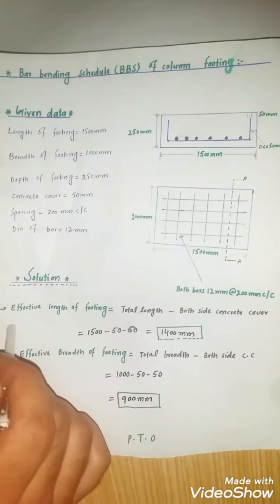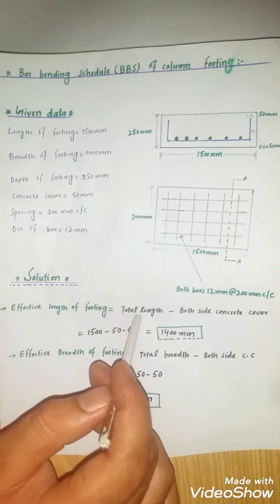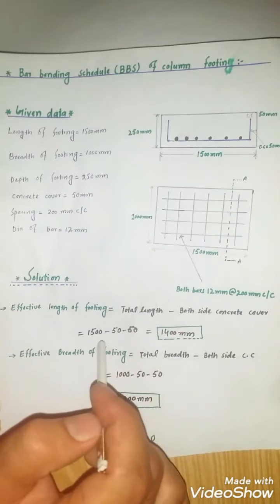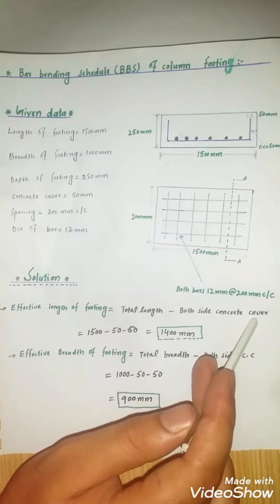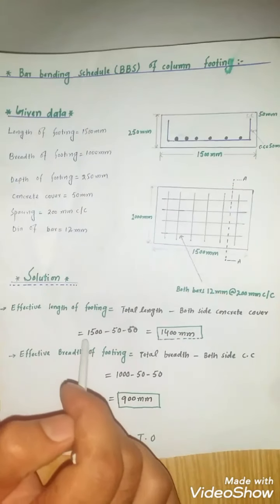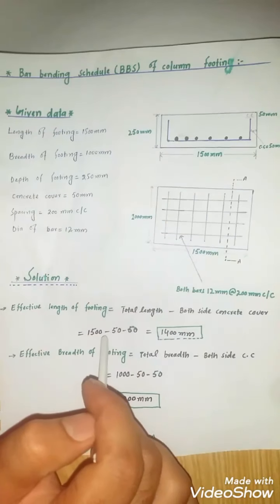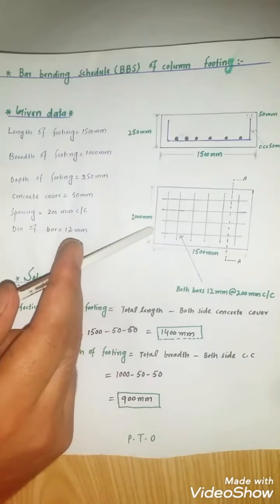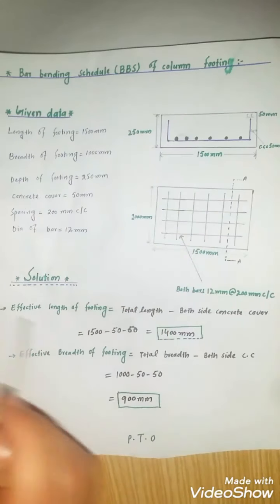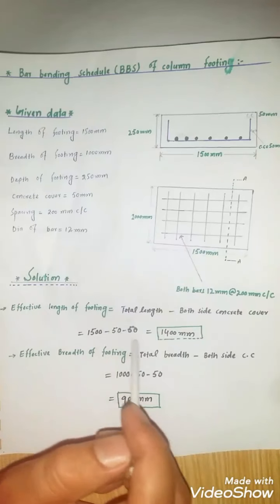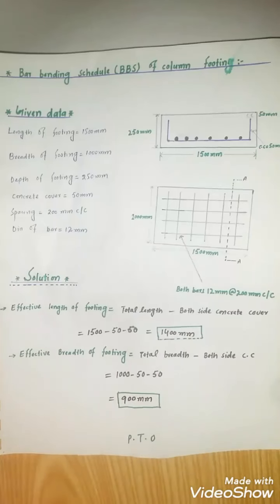My dear friends, first of all you need to find the effective length of footing. This formula is used for finding the effective length: total length of footing minus both side concrete cover. The total length of footing is 1500 mm minus 50 mm concrete cover from this side and 50 from this side. The effective length of footing is equal to 1400 mm.